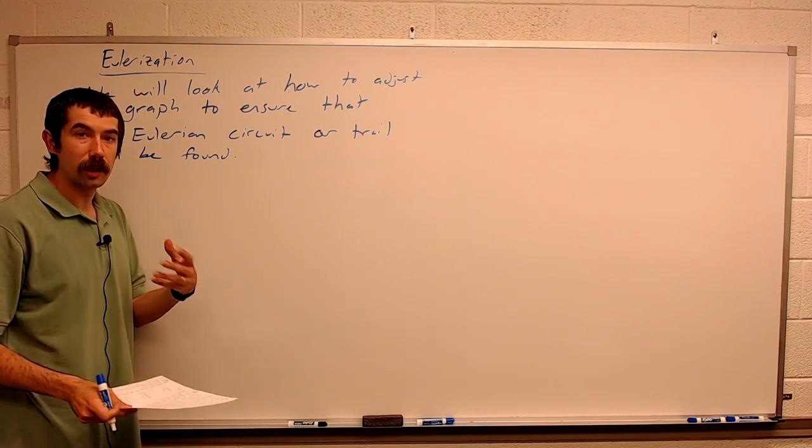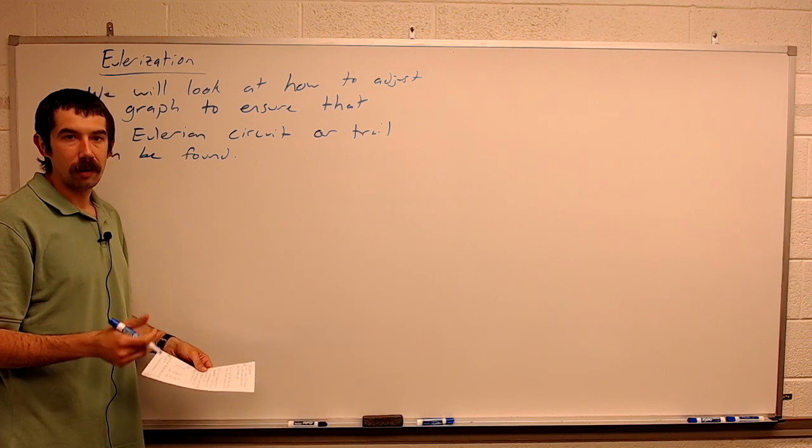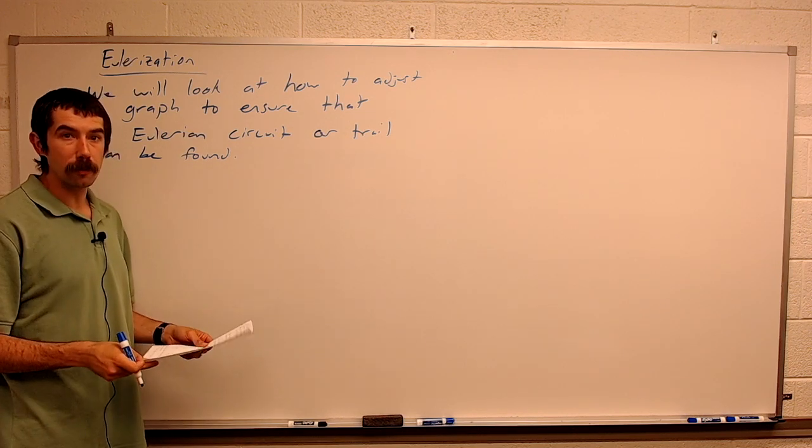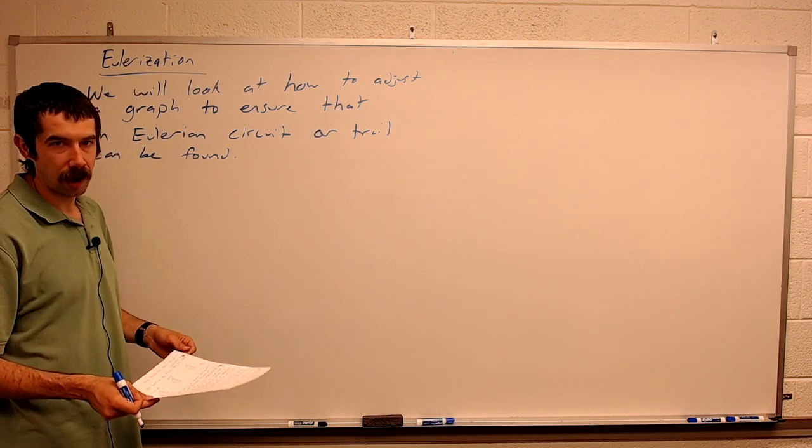Right, for instance, suppose you're delivering a bunch of mail and these edges represent roads. If you want to deliver mail to all the homes, you need to make sure you travel on each edge. So we're going to talk about how to do that today.